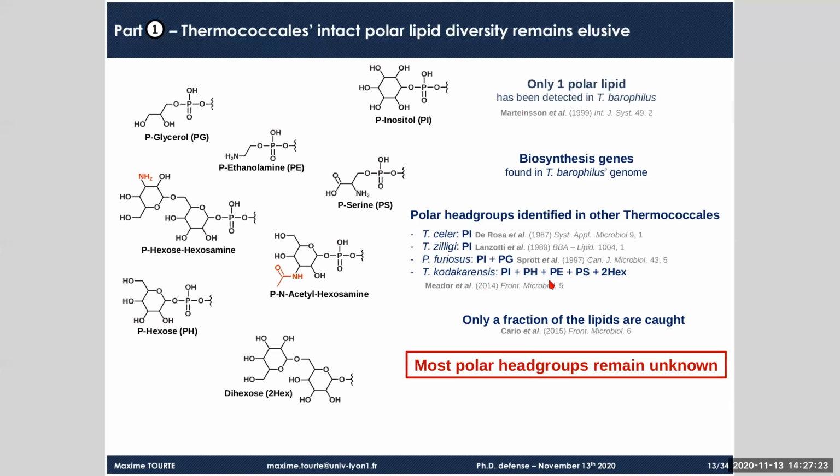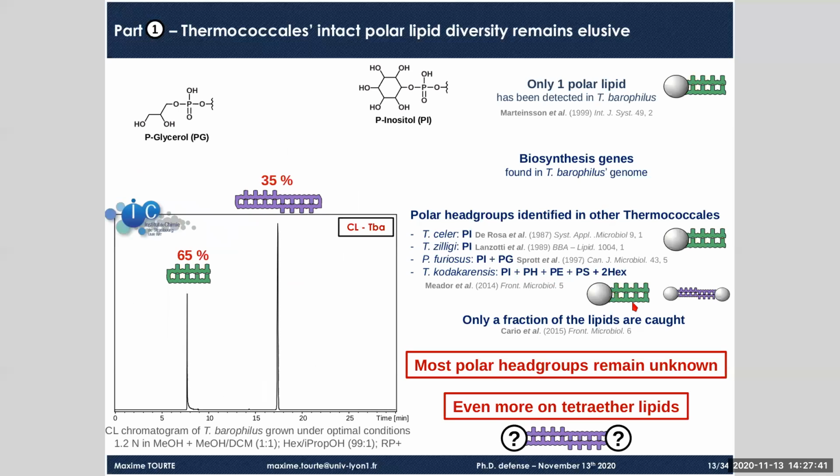We have also shown that only a fraction of the lipids from Thermococcales can actually be extracted and analyzed. So we hypothesized that most of the polar head groups of Thermococcus barophilus remain unknown, and that we have things to actually discover in this archaeon.